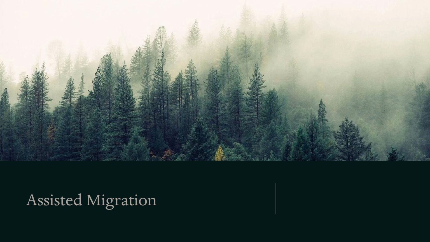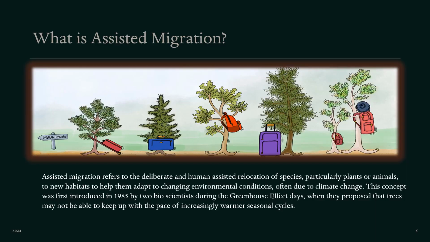Okay, so let's get into what assisted migration is and why and how it's employed in the forestry industry. Assisted migration refers to the deliberate and human-assisted relocation of species, particularly plants or animals, to new habitats to help them adapt to changing environmental conditions, often due to local climate change. This concept was first introduced in 1985 by two bioscientists during the greenhouse effect days, when they proposed that trees may not be able to keep up with the pace of increasingly warmer seasonal cycles.